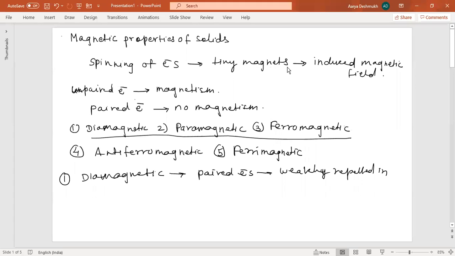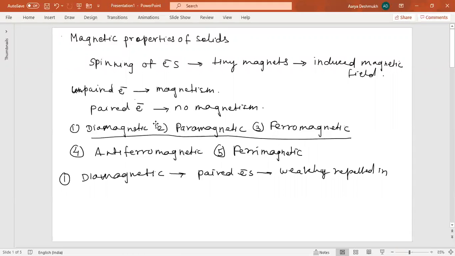Hello students, we will see today about the magnetic properties of solids. These magnetic properties of solids are explained by the spinning of electrons. The spinning of an electron acts like a tiny magnet because its spinning action generates an induced magnetic field. If an orbital contains one or more unpaired electrons, the unbalanced spin exhibits magnetism.